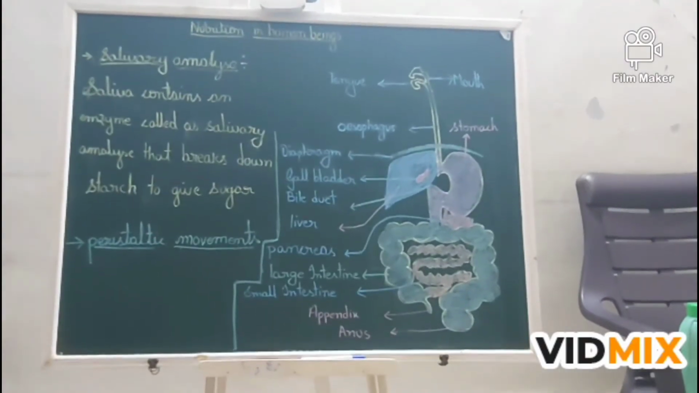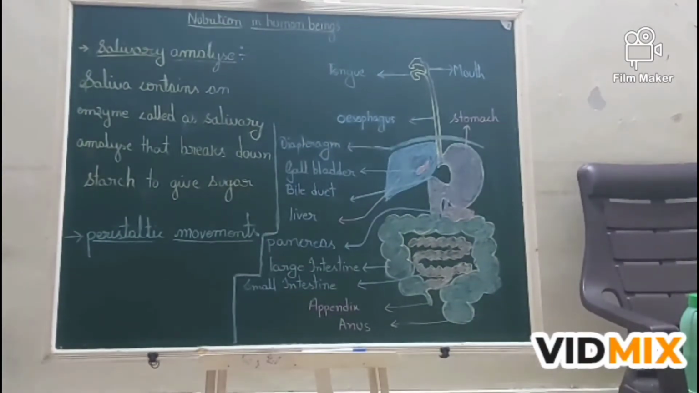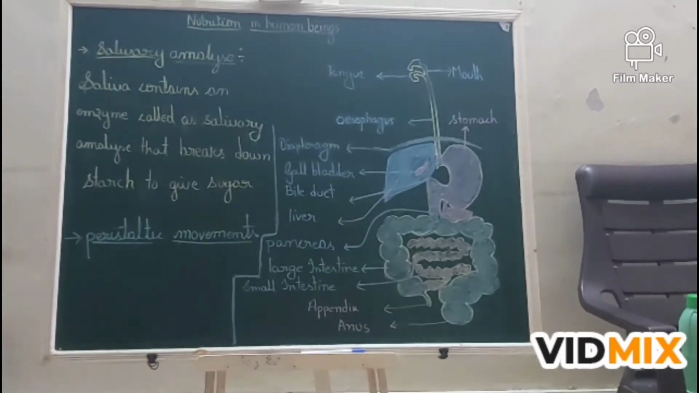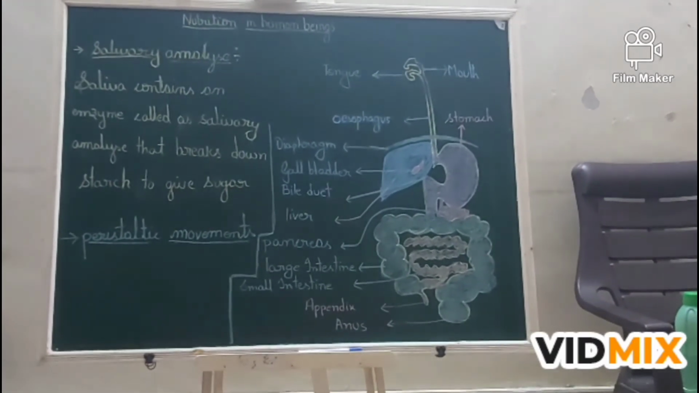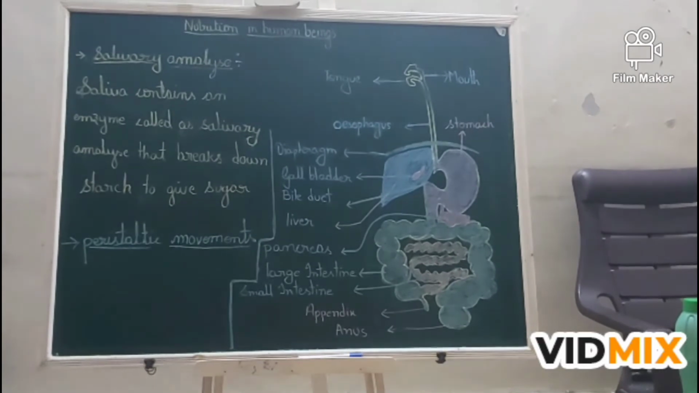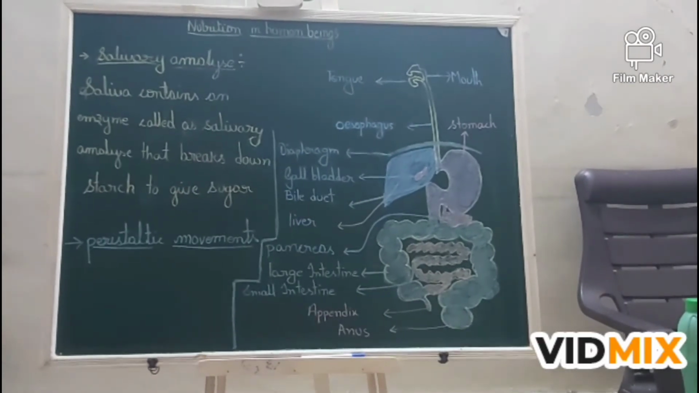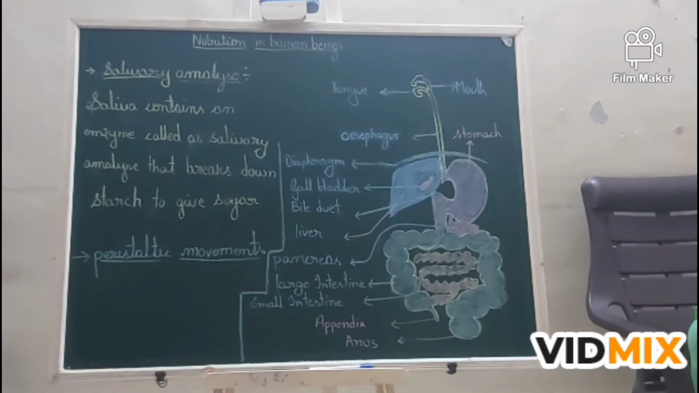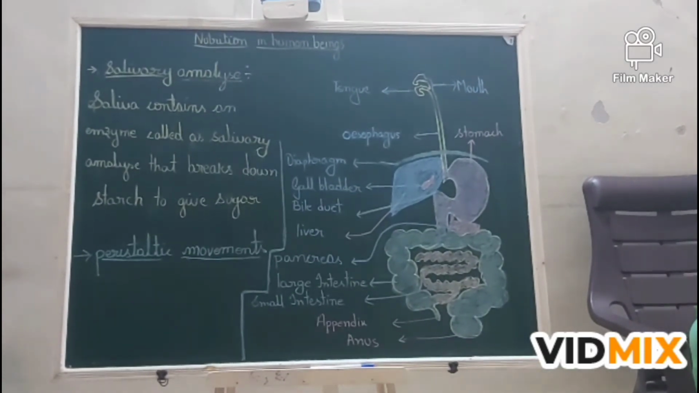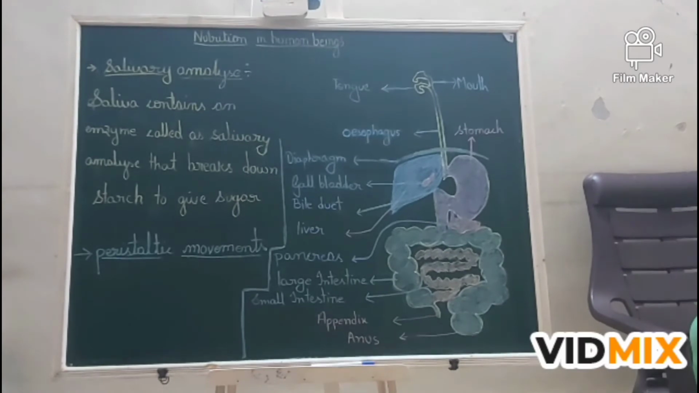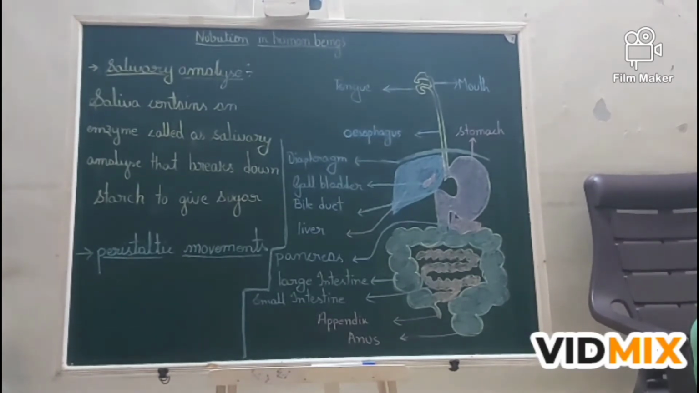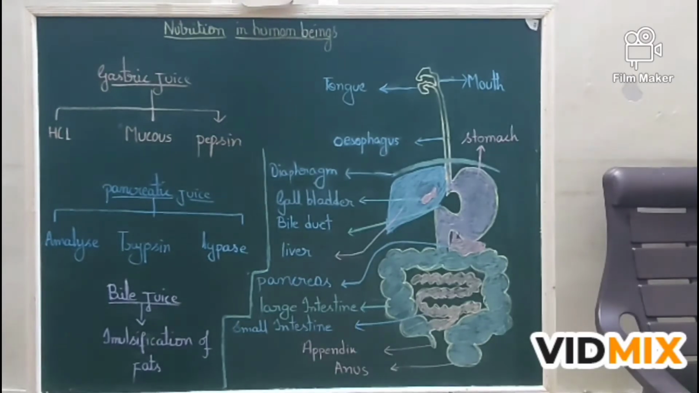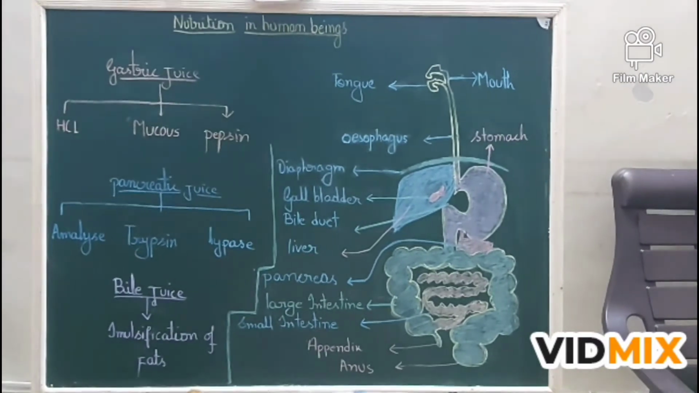The lining of the canal has muscles that contract rhythmically in order to push the food forward. These peristaltic movements occur all along the gut. Peristaltic movement means the involuntary movement of circular and longitudinal muscles of the esophagus to push the food into the stomach. Let's study about the functions of digestive enzymes.